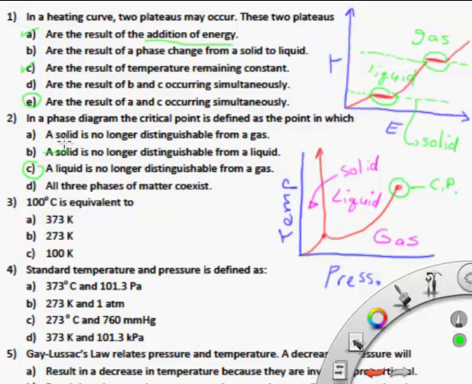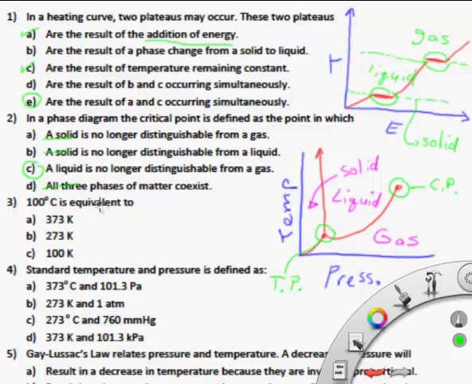The answer would not be B. The answer would not be A. 2, all three phases of matter coexist. That is not the case. This point here is the triple point, TP, triple point. That is where all three phases of matter coexist.